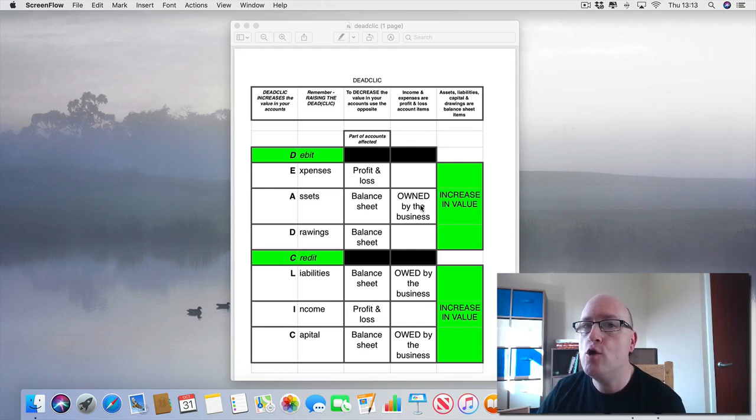Liabilities affect the balance sheet, and liabilities are owed by the business. So rather than owned, which is all your plant and machinery, etc., liabilities are owed. So they're what the business owes. So they could be a bank loan, for example. It could be a bank overdraft, or they could be capital that is owed back to the business owner. So liabilities and capital are owed by the business. Liabilities affect the balance sheet. Income affects the profit and loss. And capital affects the balance sheet.